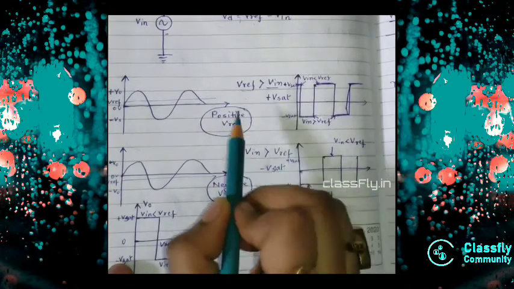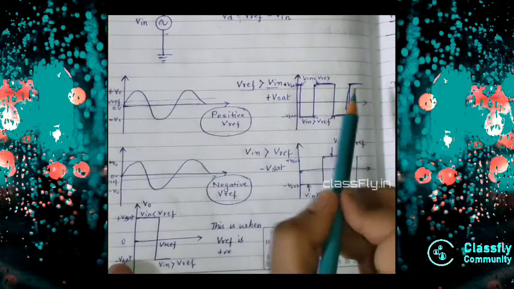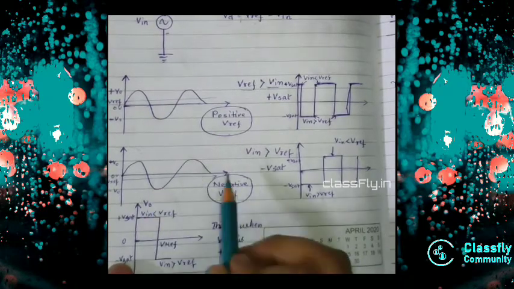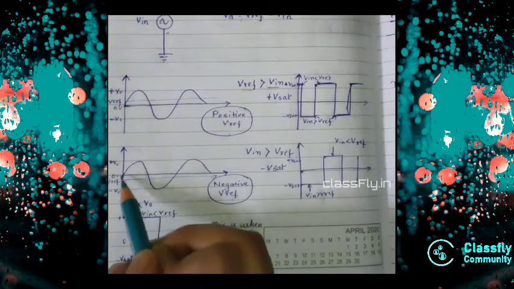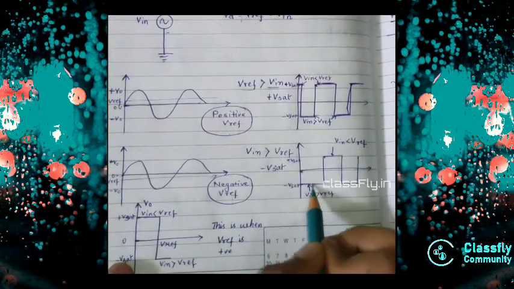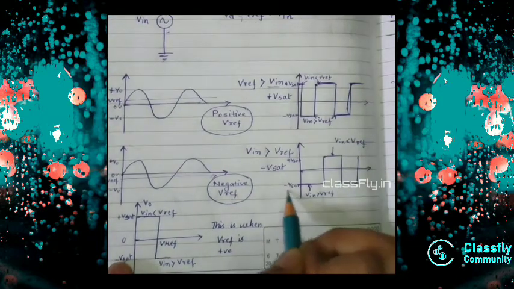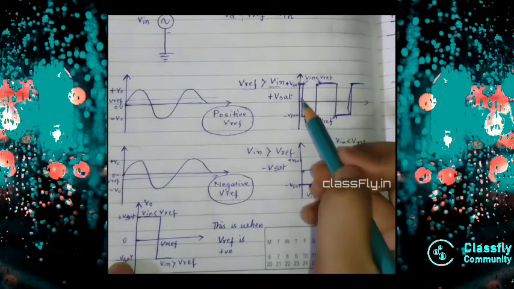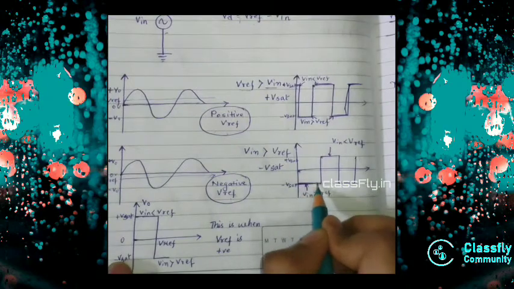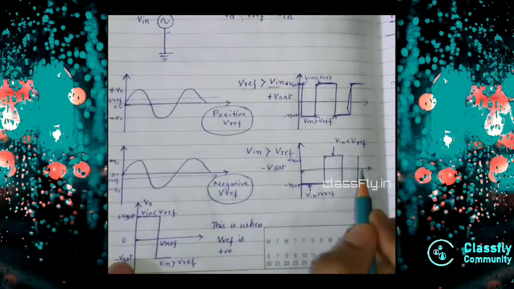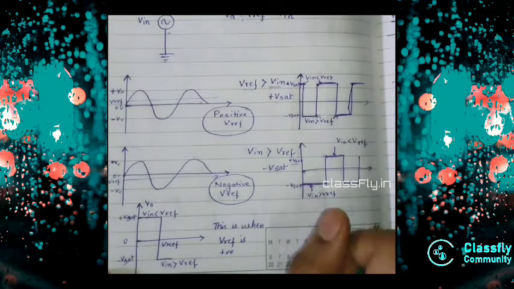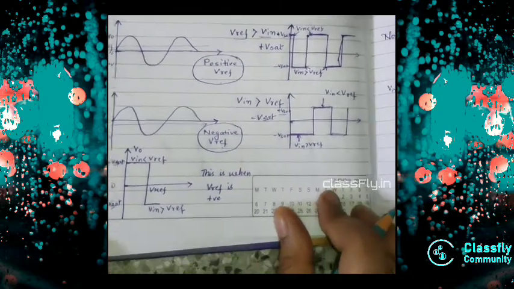Now we will see the negative Vref output waveform. This is the input waveform when Vref is below 0 volt. Here it is the opposite of the positive Vref. It will start from the negative part, the negative cycle. It will be when Vin is greater than Vref, and in the above part Vin is less than Vref.